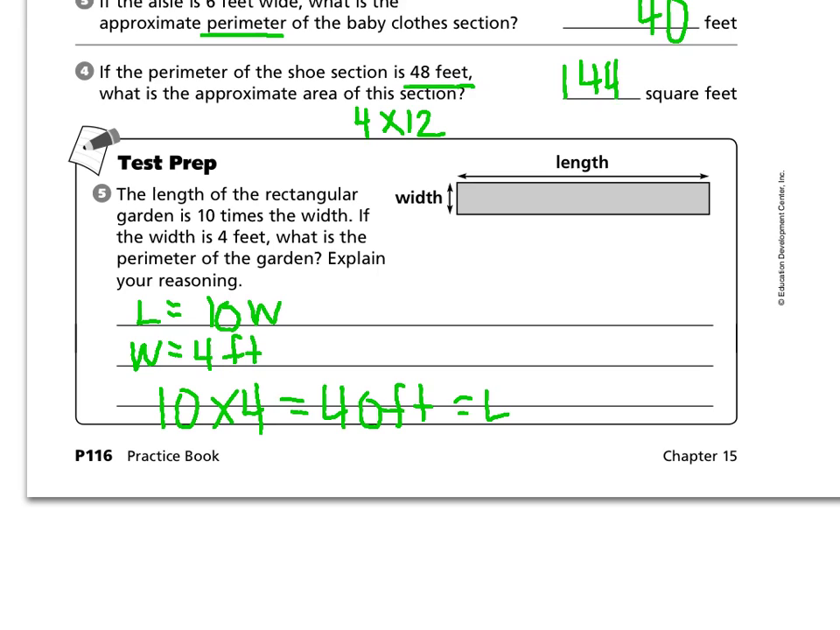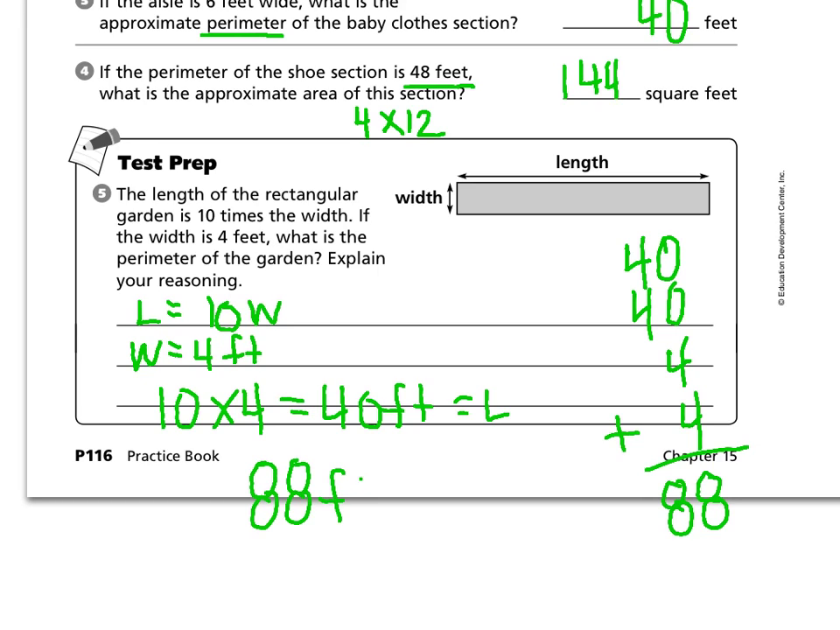So if I know that the length is going to be 40 feet and that the width is 4 feet, what is the perimeter? So to find perimeter, I add up all the sides. So I'd add 40 and 40 for both sides of the length, and then 4 and 4 for the width. 4 plus 4 is 8, and 4 plus 4 is 8. Your final answer would be 88 feet for the perimeter. Make sure that you show all your work.